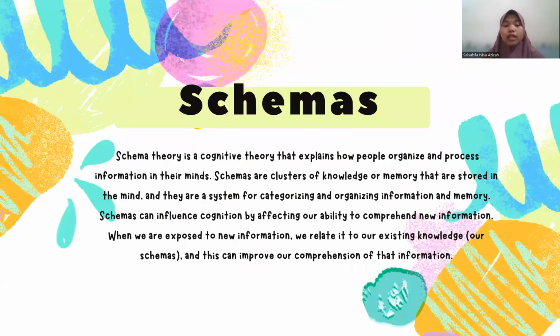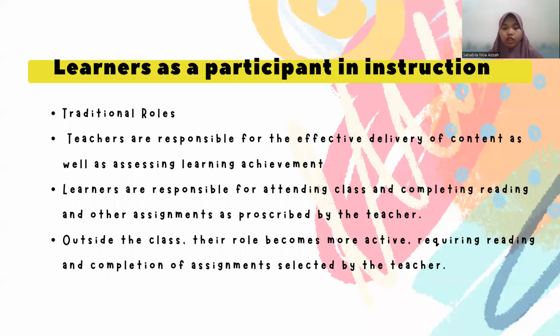The next is schemas. Schema theory is a cognitive theory that explains how people organize and process information in their mind. Schemas are clusters of knowledge or memory that are stored in the mind, and they are a system for categorizing and organizing information and memory. Schemas can influence our cognition by affecting our ability to comprehend new information. When we are exposed to new information, we relate it to our existing knowledge, our schemas, and this can improve our comprehension of that information.